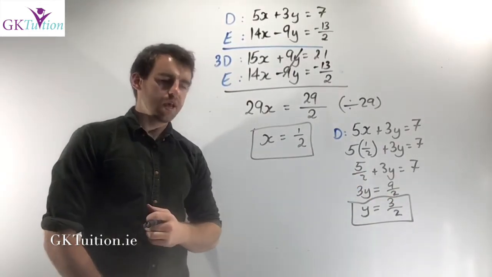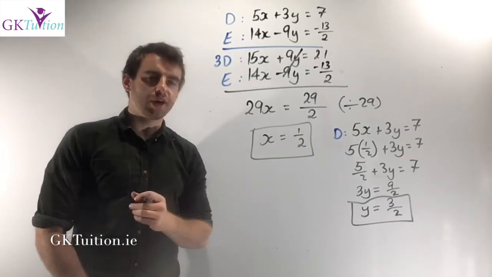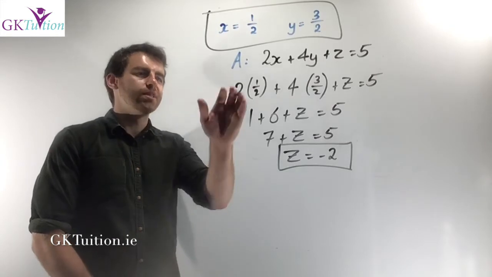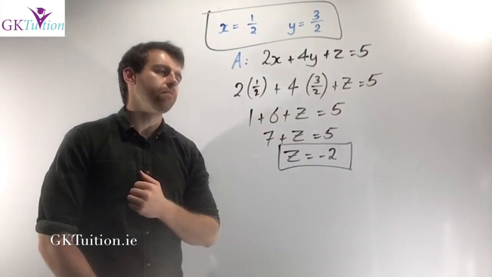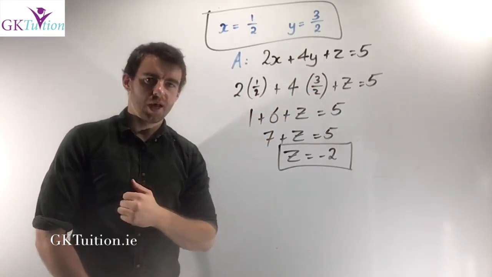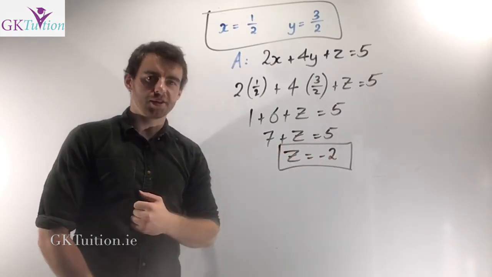And now that I have x and I have y, I can sub back into one of my original equations to find my third variable. So what I've decided to do is to take equation A, which was 2x plus 4y plus z equals 5. Instead of x, I can sub in a half, and instead of y, I can sub in 3 over 2. And I use that to work out that z, the third variable, must be equal to minus 2.